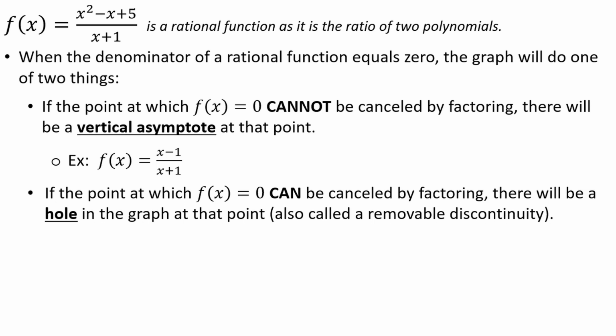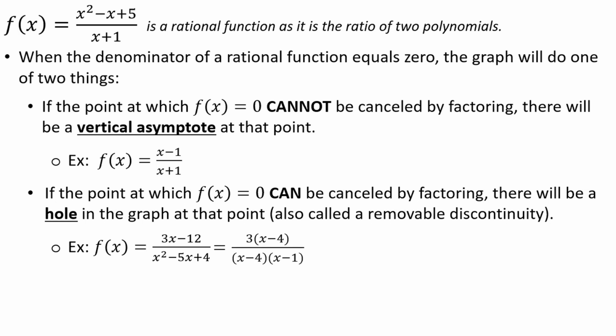Consider the rational function f of x is equal to 3x minus 12 divided by x squared minus 5x plus 4. This function can be factored as 3 times x minus 4 divided by x minus 4 times x minus 1. The factor of x minus 4 cancels, and we just have 3 divided by x minus 1. But the thing you can't forget is that you can never cancel out a domain problem. X could not equal 4 before we canceled out x minus 4, so after we simplify, we still have the restriction of x not equaling 4.